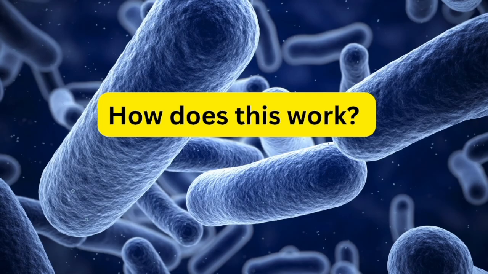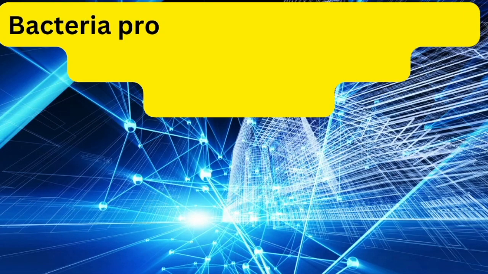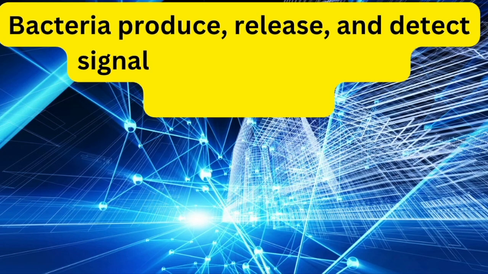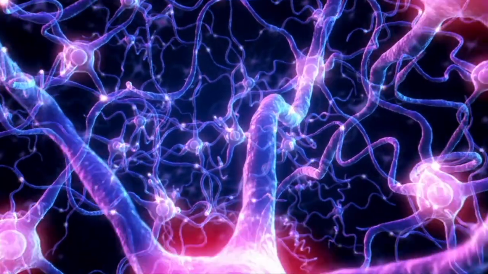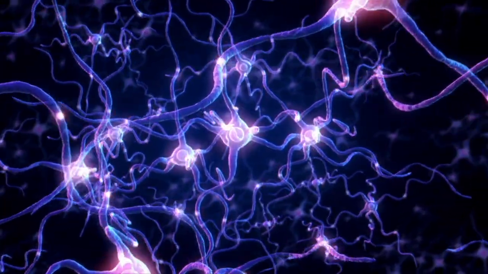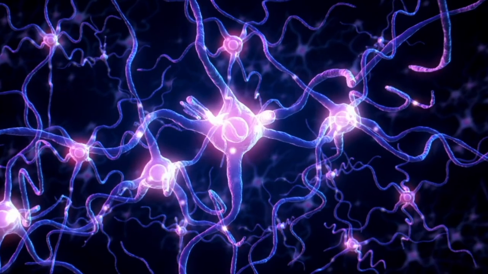How does it work? Bacteria produce, release, and detect signaling molecules called autoinducers. Here we have bacteria releasing autoinducers, as you see, communicating together.